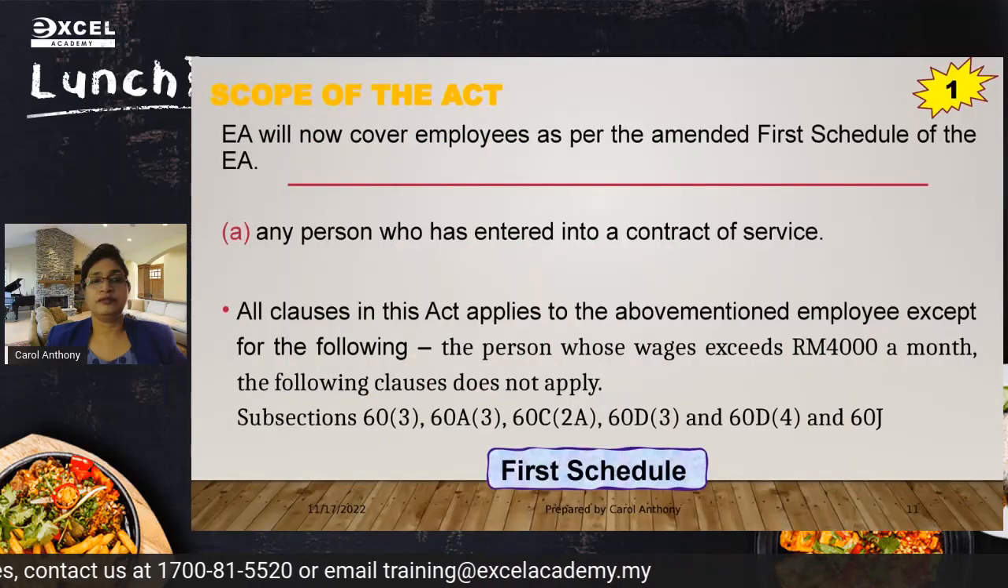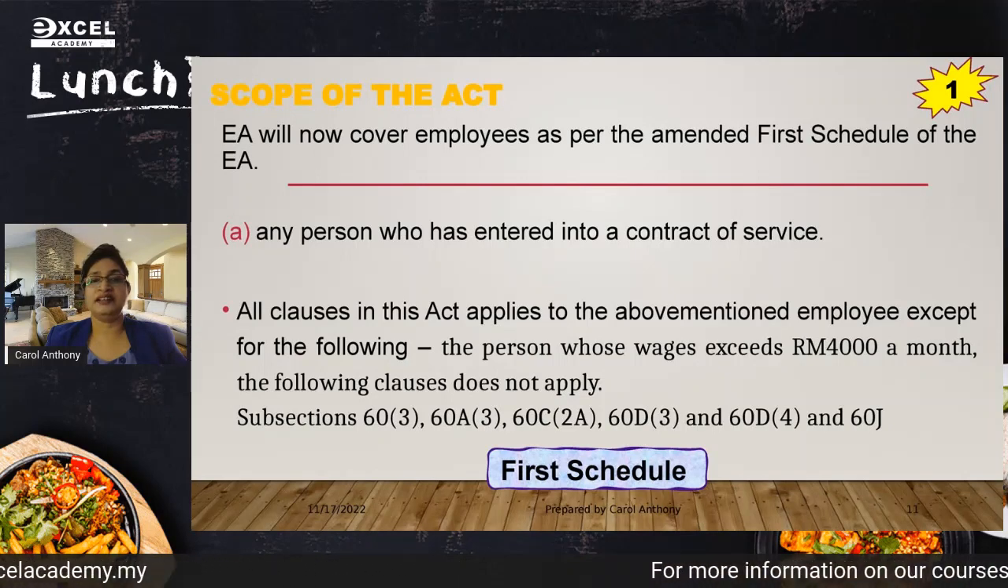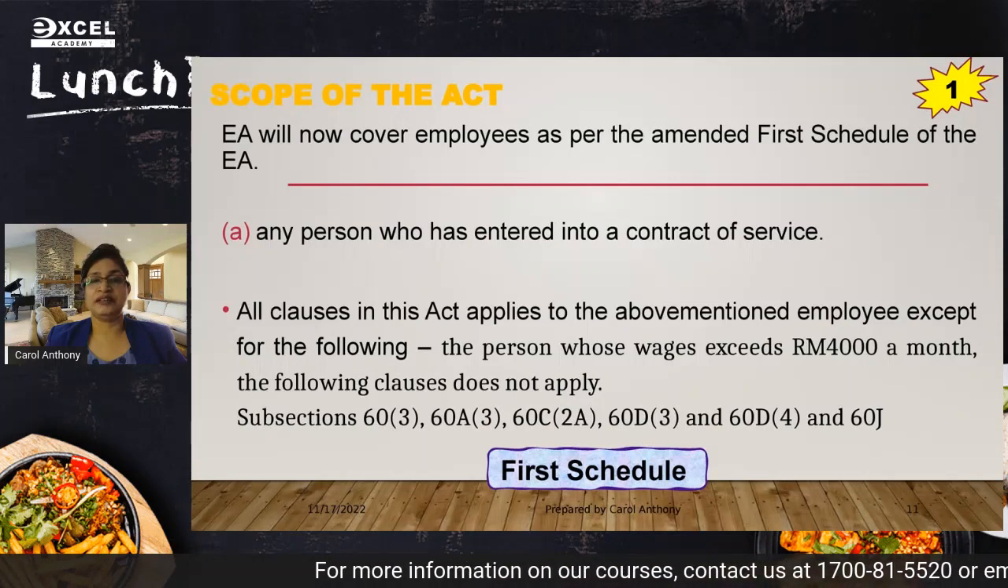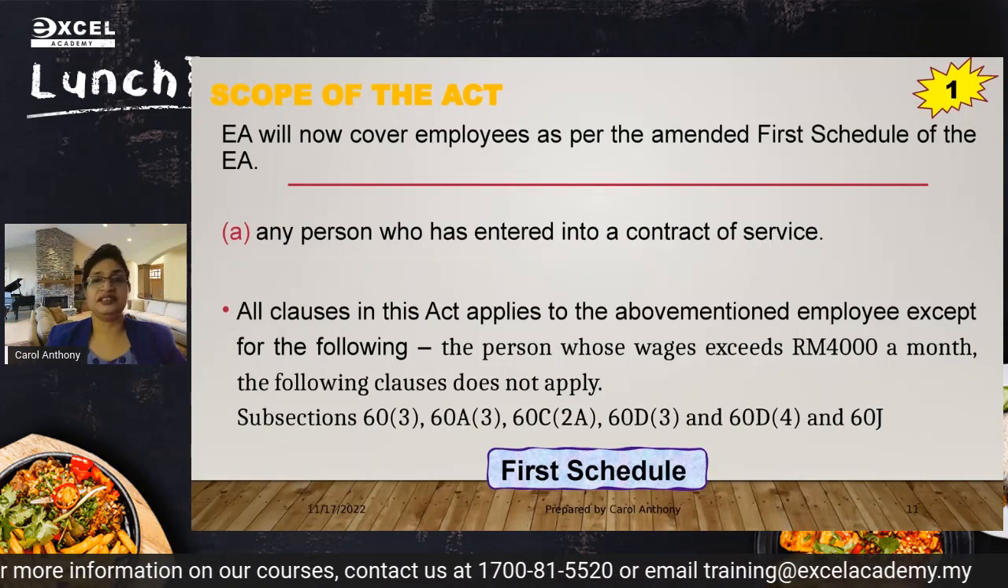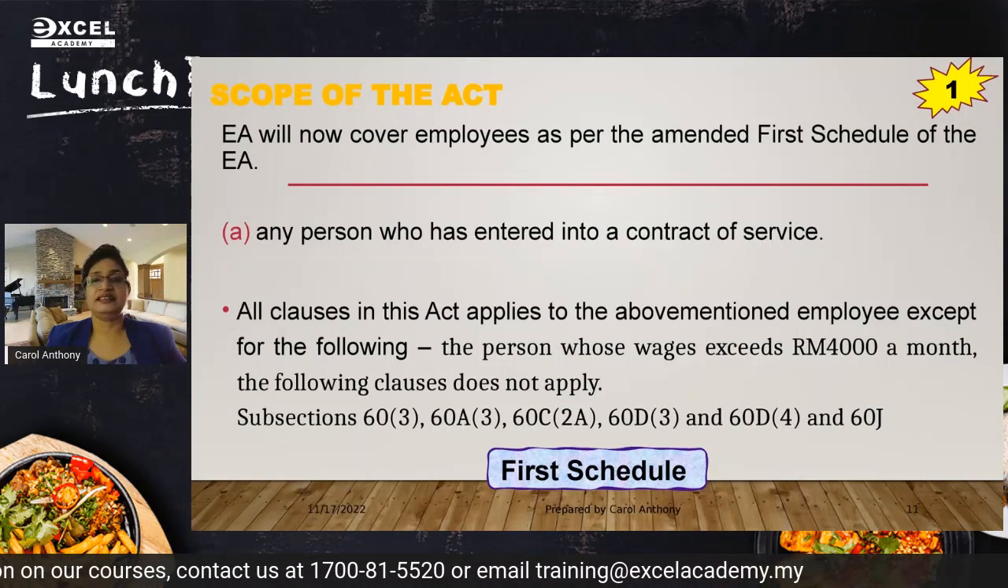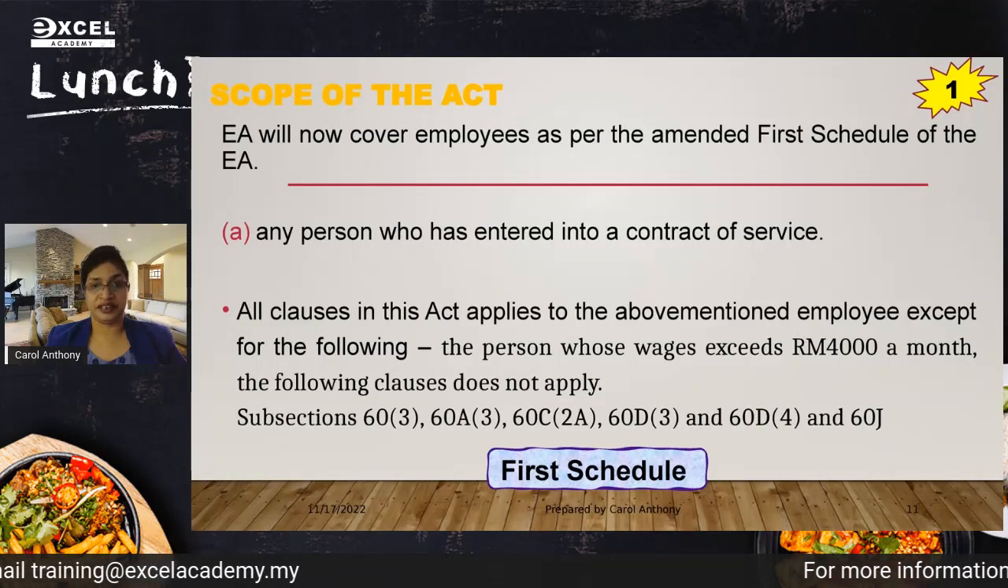So what is the scope of the Act? If you see a red, yellow star here, these are the changes I put a star on. As we go on to the other slides, you will see the stars, meaning this is a change which will come into effect on the 1st of January 2023.